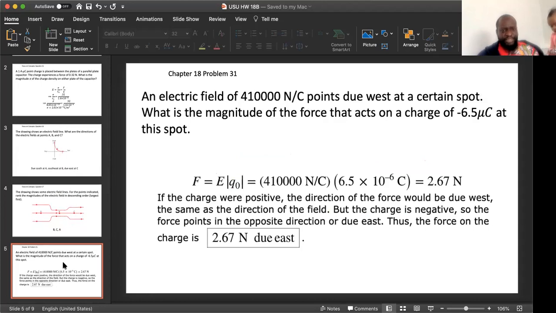Chapter 18, problem 31. An electric field of 410,000 newtons per coulomb points due west at a certain spot. What is the magnitude of the force that acts on a charge that is negative? We know electric field is force per unit charge, so force is electric field times charge. When you multiply that, we get this force. But because the charge is negative, the direction of the force will be opposite that of the electric field. The electric field was due west, so the force will be acting due east.